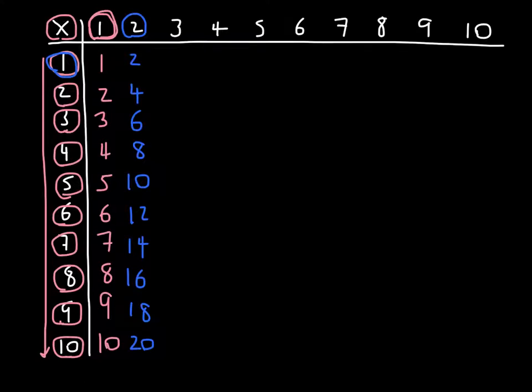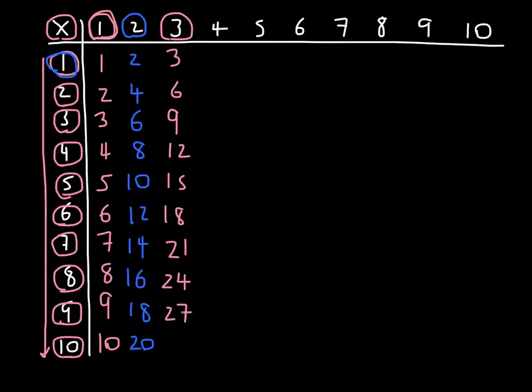Moving on, do the 3 times tables. 1 times 3 is 3. 2 times 3 is 6. 3 times 3 is 9. 4 times 3 is 12. 5 times 3 is 15. 6 times 3 is 18. 7 times 3 is 21. 8 times 3 is 24. 9 times 3 is 27. And 10 times 3 is 30.